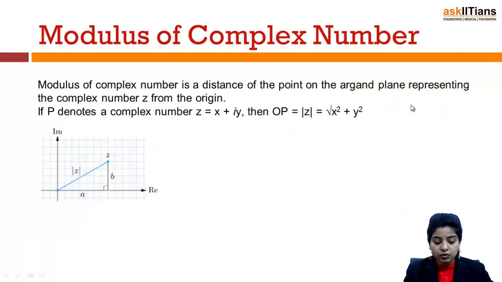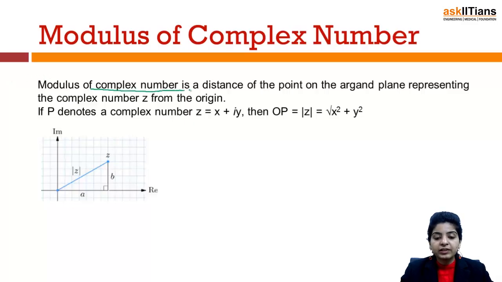Next is modulus of a complex number. In fact, this is an important terminology in case of complex numbers. There are three important terms that are discussed in context of complex numbers, which are, as we have discussed, conjugate, modulus, and then we'll also be discussing the argument. So conjugate, modulus and argument are the three important terms related to complex numbers. So now we have modulus of a complex number.